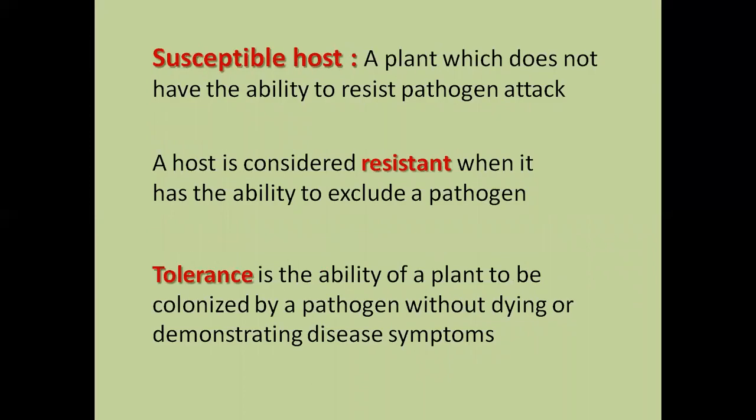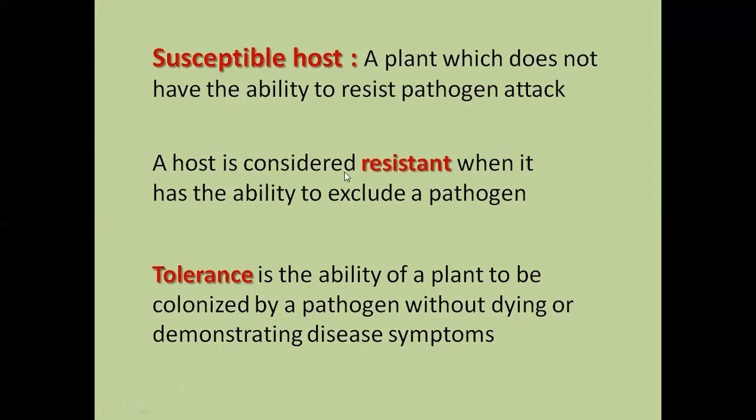And susceptibility. A host plant which does not have the ability to resist the pathogen attack is called a susceptible host. Then the host is considered resistant when it has the ability to exclude the pathogen, so we can keep away the pathogen without getting the disease. But there is another term called tolerance, which is not resistance. Tolerance is the ability of a plant to be colonized by a pathogen. The pathogen comes into the plant and colonizes it, but the plant can withstand it without dying or demonstrating disease symptoms. So that is called tolerance.